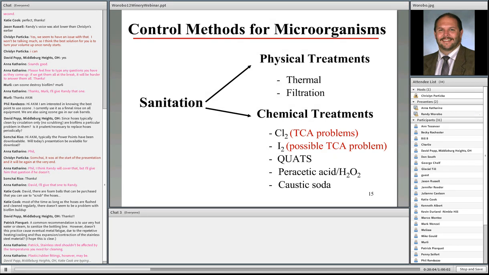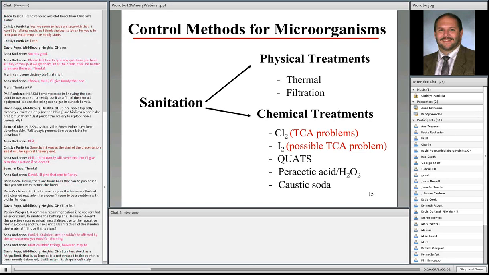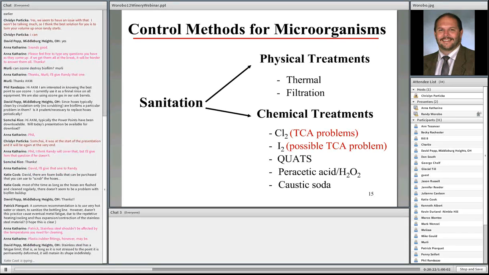These are commonly used. The biggest drawback of quats is that they're relatively ineffective against a lot of the wine spoilage bacteria. It also takes an extremely long time for the inactivation to actually occur. You're looking at hours of contact time versus minutes, which is more common with peracetic acid or hydrogen peroxide or your chlorinated compounds. The peracetic acid, hydrogen peroxide, it's also called peroxyacetic acid.